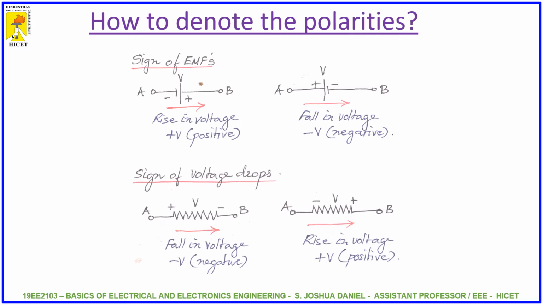So how do we denote the polarities of the EMFs? We denote them with respect to the current flow. If the current flow is from the negative plate to the positive plate, we mark it as plus V. If it is from the positive plate to the negative plate, we mark it as minus V. And what about the voltage drops in the resistors? That also depends on the current flow. If it is flowing in this direction, we mark it as plus and minus. We can denote it as minus V since it is a drop. And if it is in the opposite direction, we mark it as plus V.